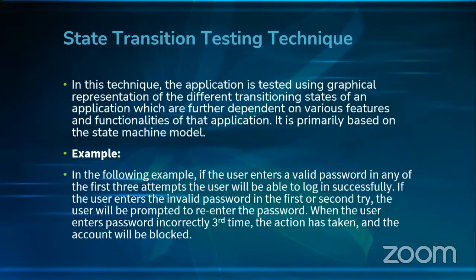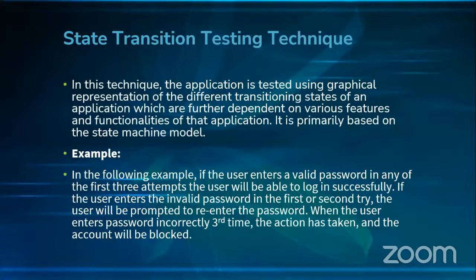So take this. In this technique, the application is tested using a graphical representation of the different transition states of an application, which are further dependent on various features and functionalities of the application. It is primarily based on the state machine model. Let's bring it back to a clearer view. Let's take an example.